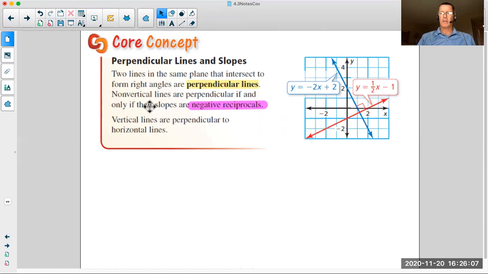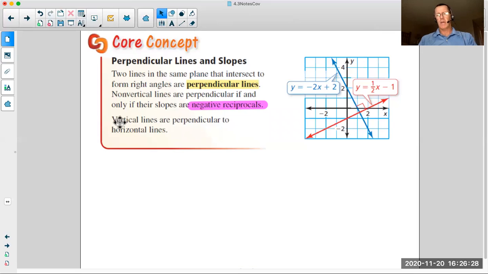Non-vertical lines are perpendicular if and only if their slopes are negative reciprocals of each other. If you take 1/2 and you flip it and then slap a negative sign, you get -2. If you take -2/1 and you flip it, you get -1/2, and then slap a negative on the negative, you end up with +1/2. Negative reciprocals.